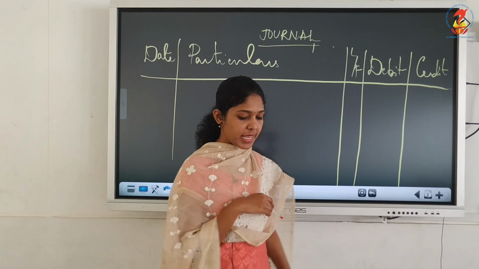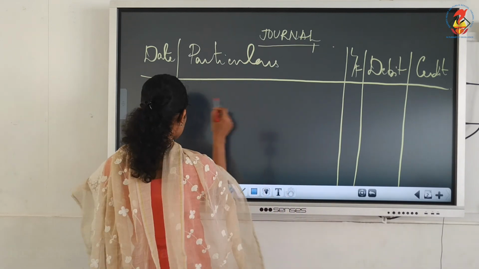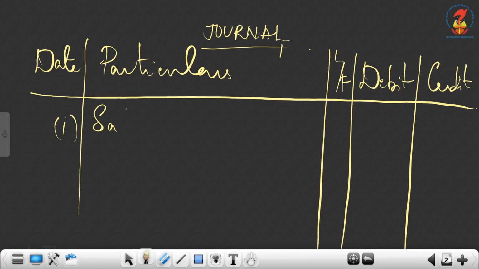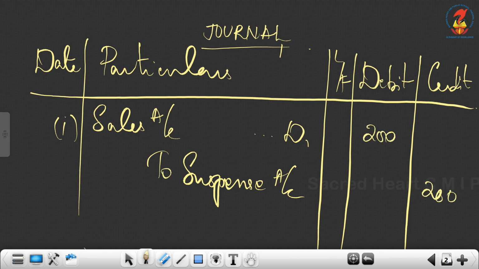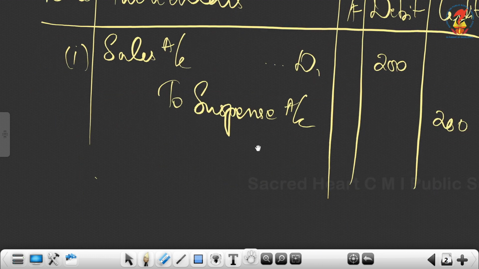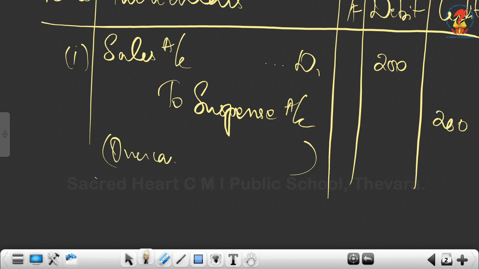So first one is sales book was overcasted. So we are cancelling that. So we'll debit sales account. So it is sales account debtor to suspense account. The amount is 200. You can write the narration: overcast of sales book.